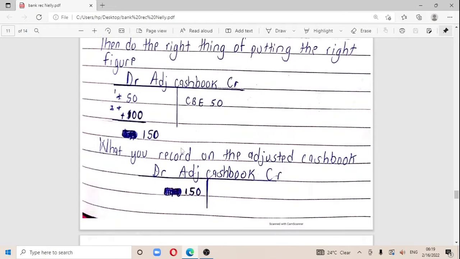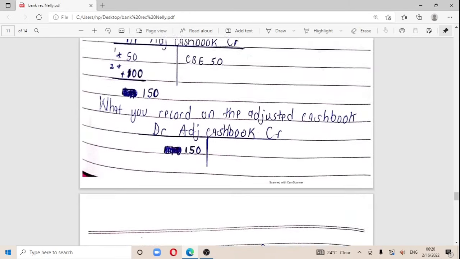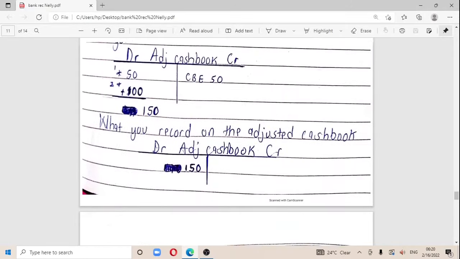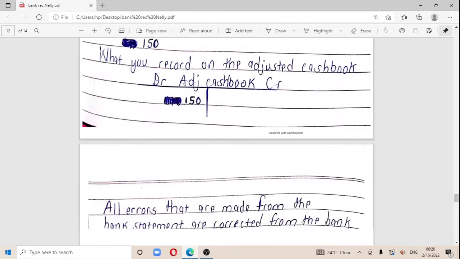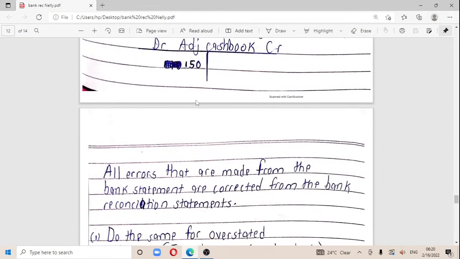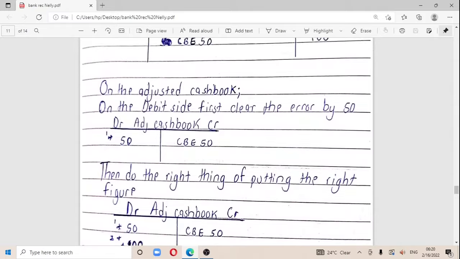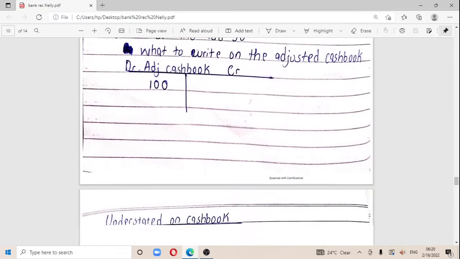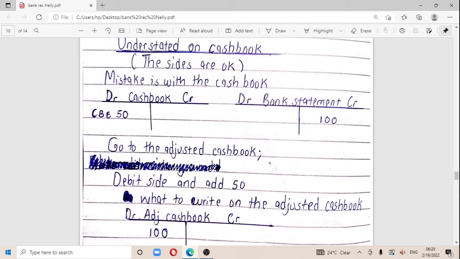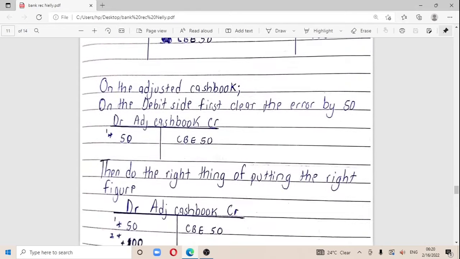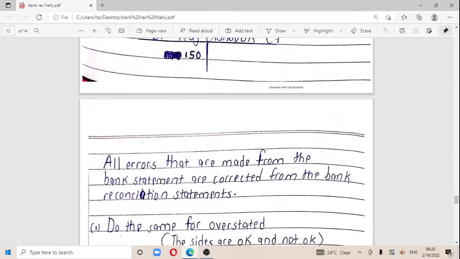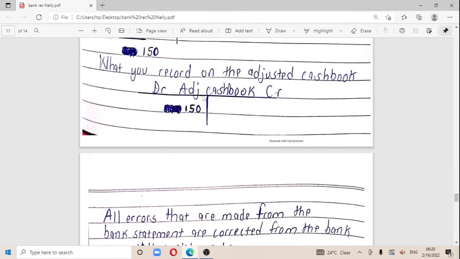And then what you record on the adjusted cash book is this: you record 150 on the adjusted cash book, to indicate that within the 150 there's a 50 that cancels with the error which was on the credit side of the cash book, and then you remain with 100. Hope that's clear, and I hope we are moving on well. So having known that, this is what you get recorded on the adjusted cash book.